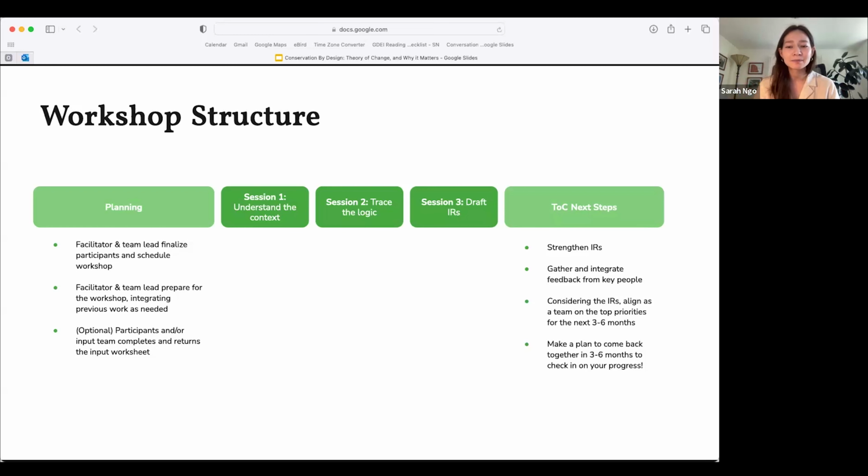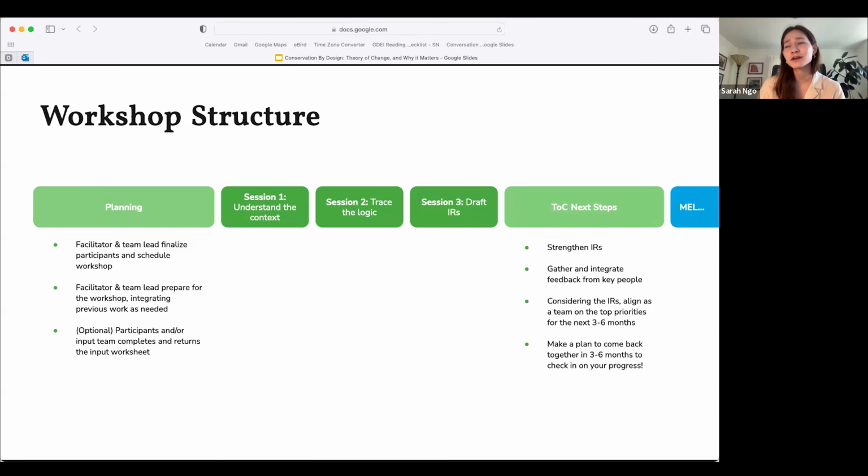And there's more guidance on how to strengthen IRs coming at the end of this month, May 2024. But gathering and integrating feedback from key people, that's a huge element of this. Considering the intermediate results, the team can align on what the top priorities are for the next 3 to 6 months of work. And that's a really great conversation to have coming right out of a theory of change process. And finally, making a plan to come back together in 3 to 6 months to check in on your progress. That can be the beginning of an adaptive management cycle using your theory of change as the foundation.